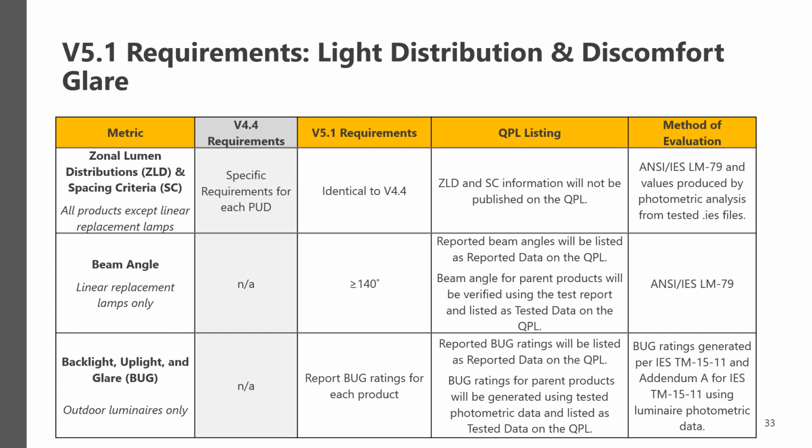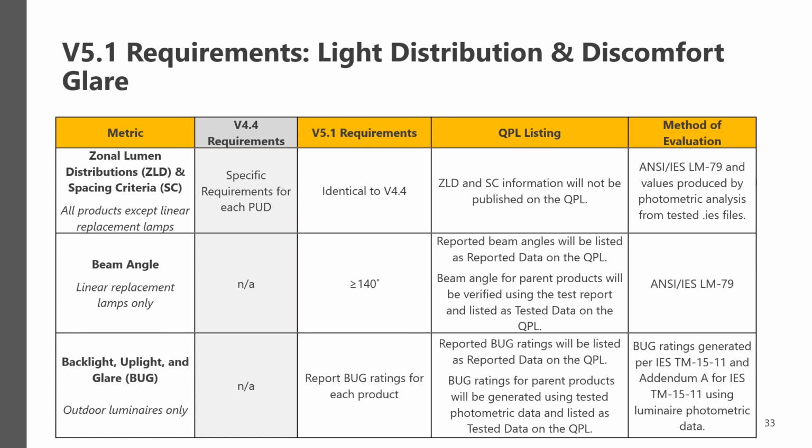Now, for linear replacement lamps, where the zonal lumen distribution and spacing criteria are no longer applicable, they need to meet the new beam angle requirement. The definition of beam angle for linear replacement lamps can be found in both the definition section and in this light distribution and discomfort glare section of the technical requirements. So please look at the definition for clarification.